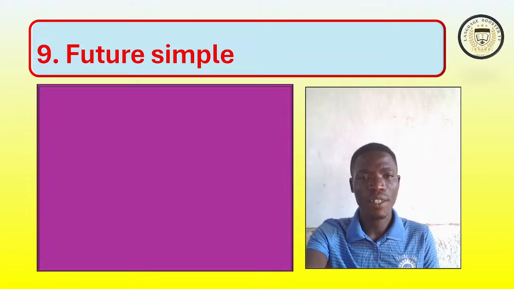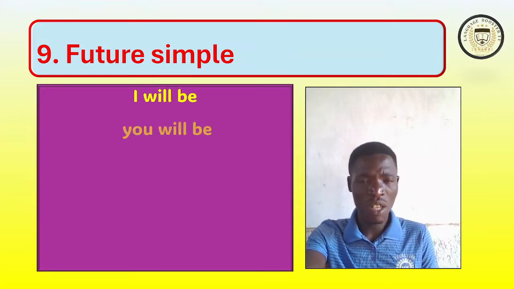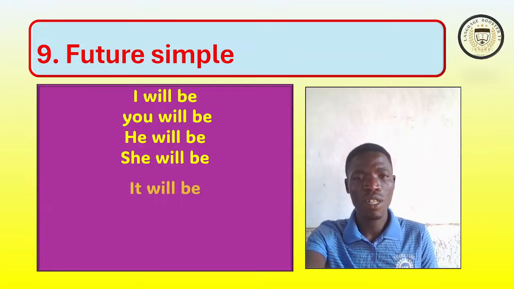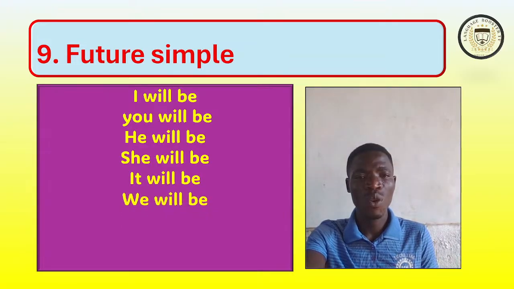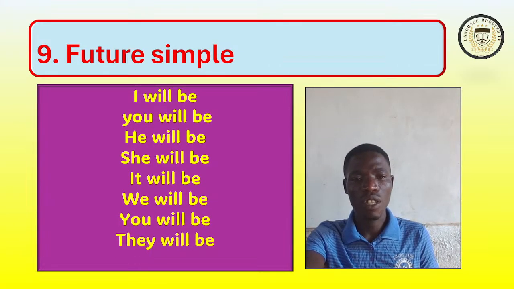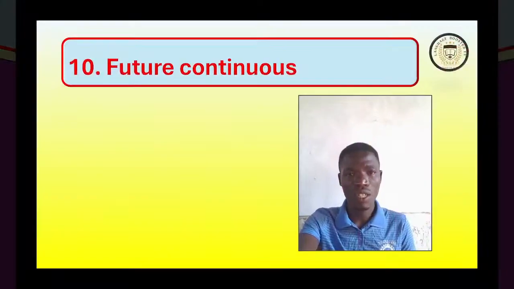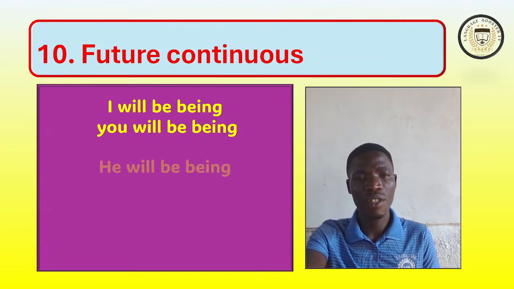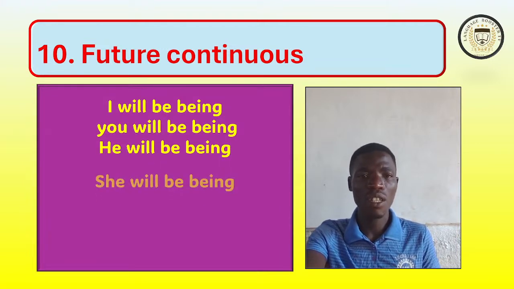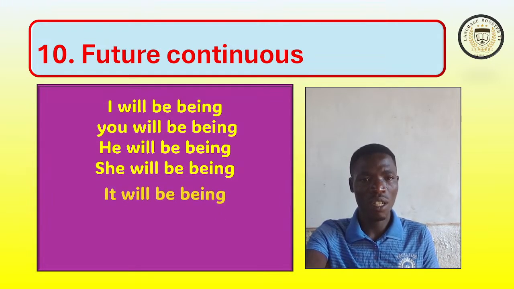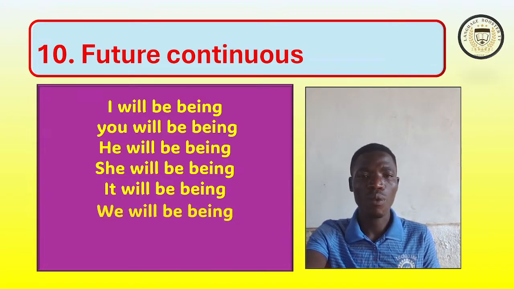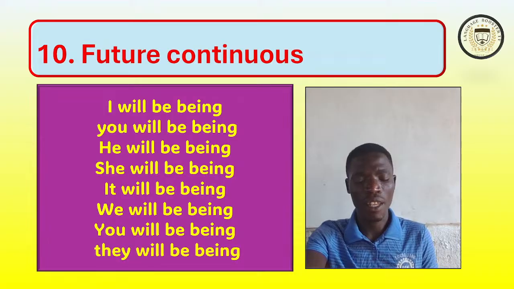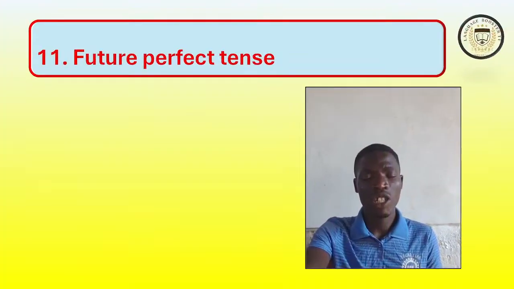Verb to be in future simple is I will be, you will be, he will be, she will be, it will be, we will be, you will be, they will be. Alright. In the future continuous, we can say I will be being, you will be being, he will be being, she will be being, it will be being, we will be being, you will be being, and then they will be being. Alright.